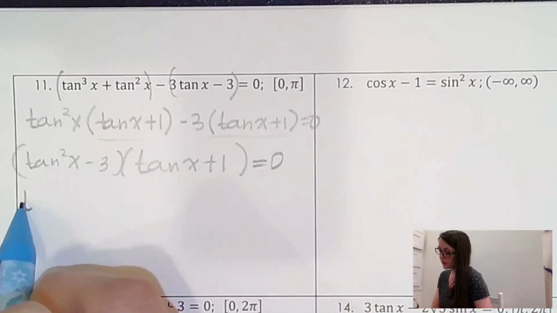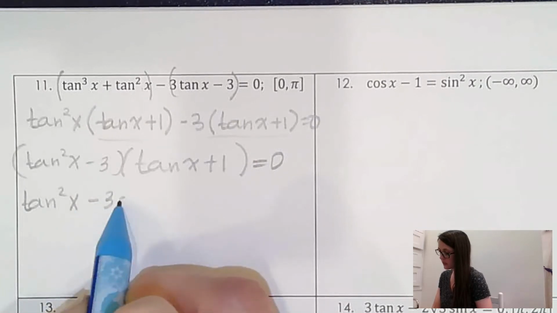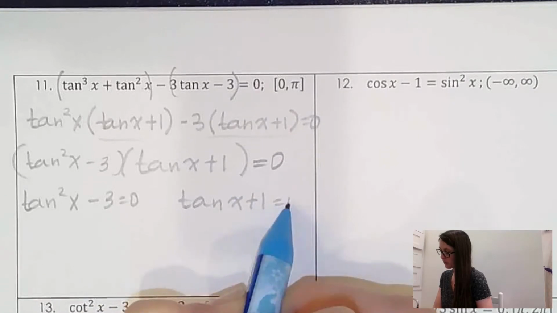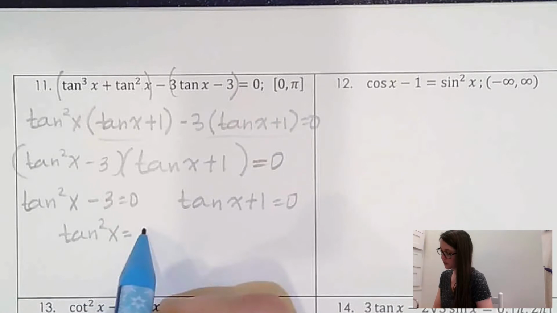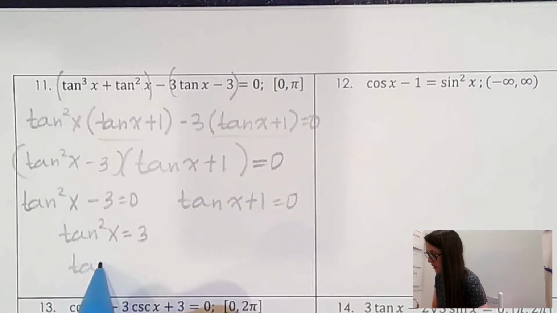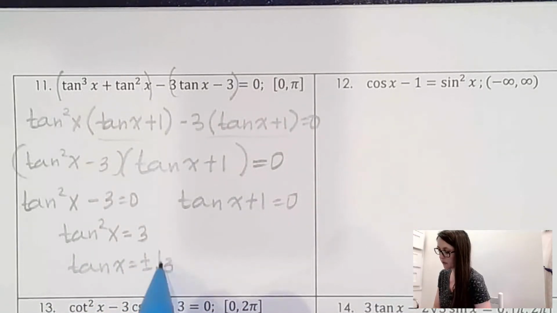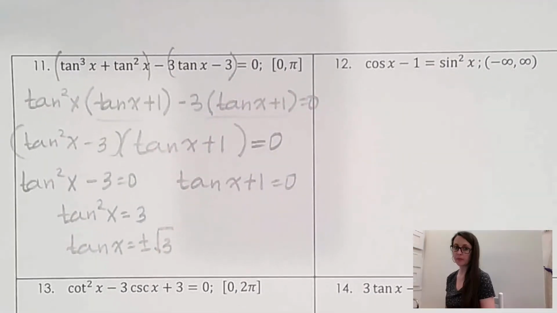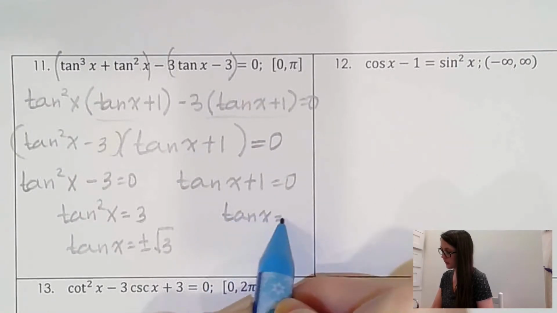All right, so you would set both equal to 0. So tangent squared x minus 3 is equal to 0, and then tangent of x plus 1 is equal to 0. So then this will be tangent squared x is equal to 3. So then tangent of x is going to be plus or minus square root of 3. And this one over here would just be tangent of x is equal to negative 1.